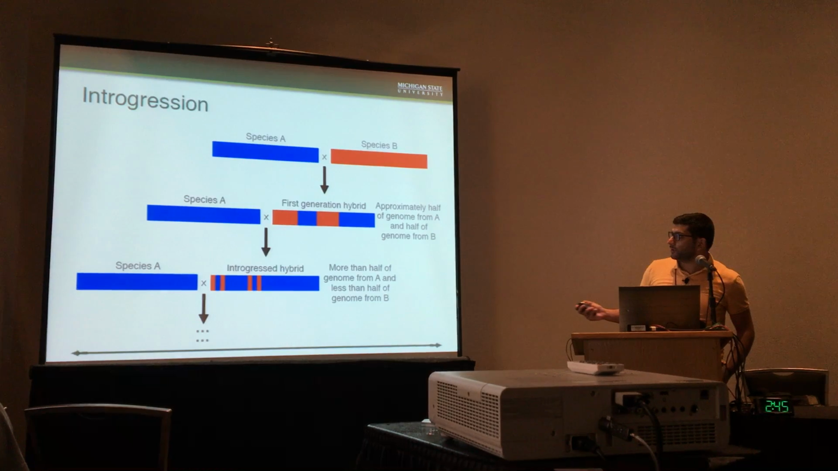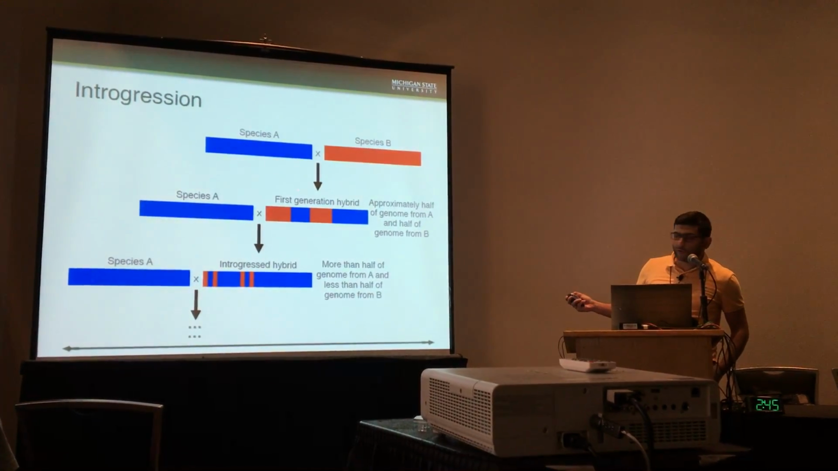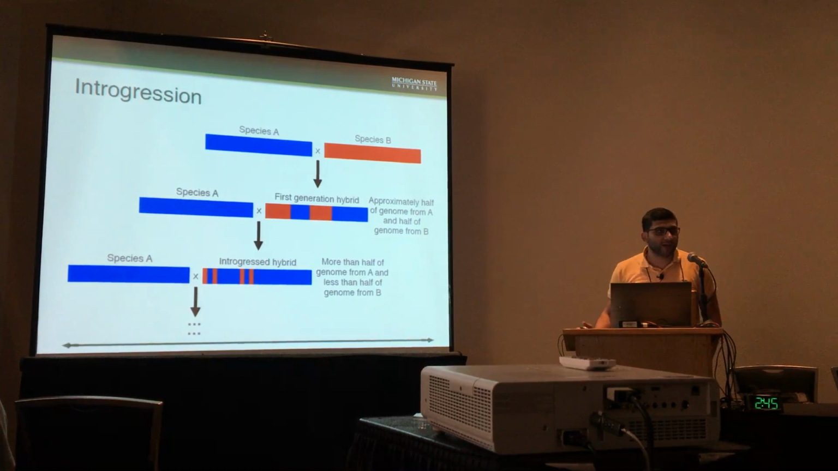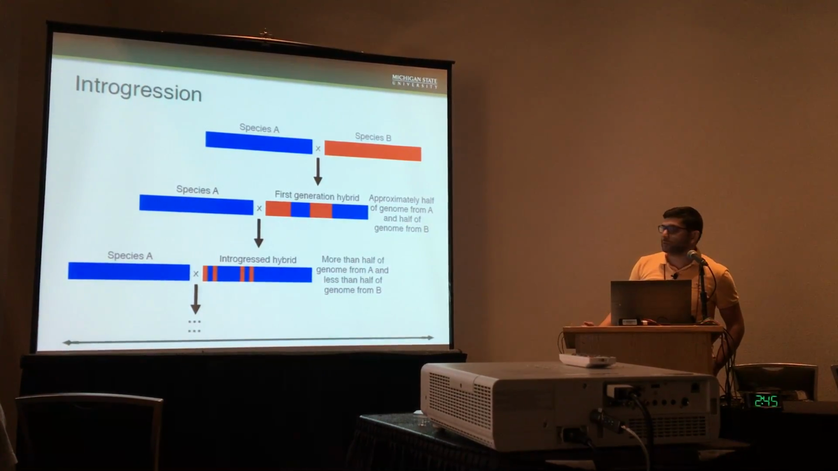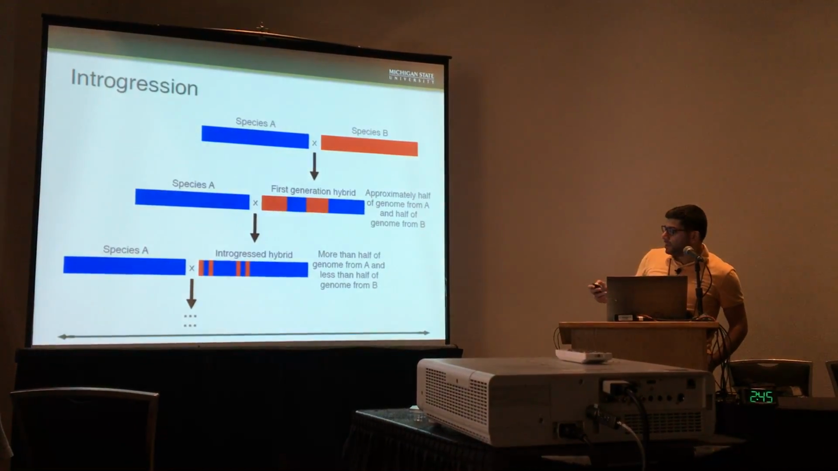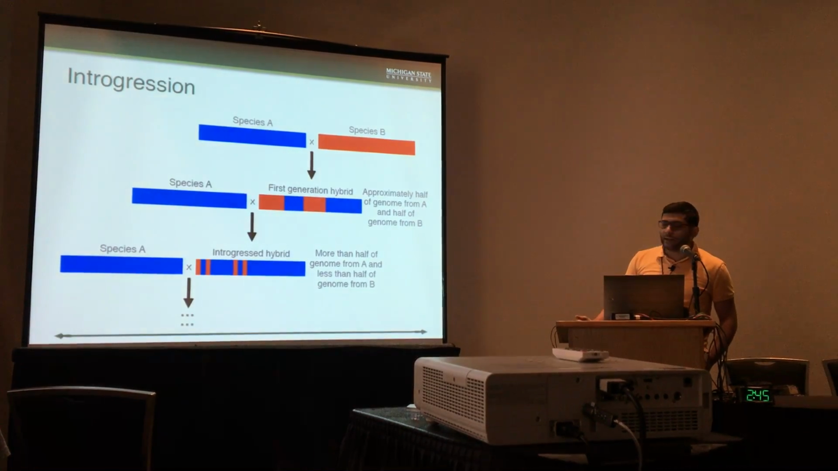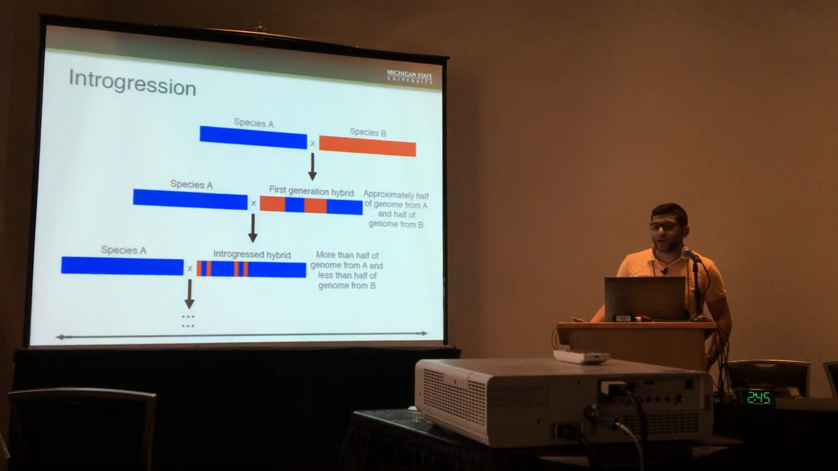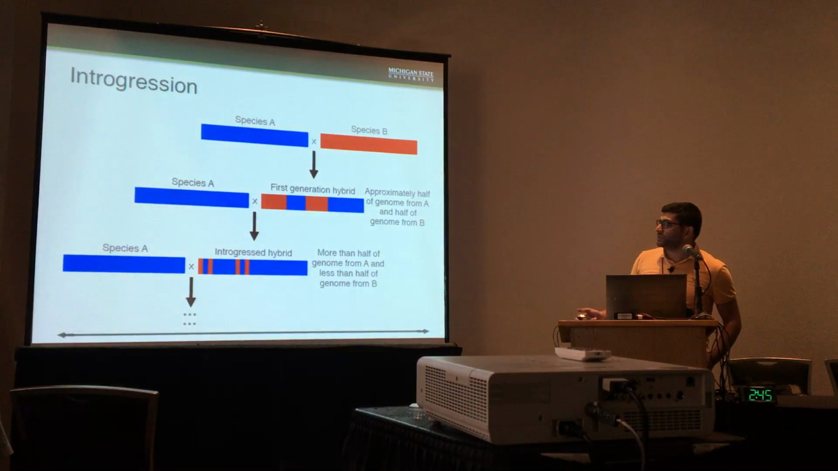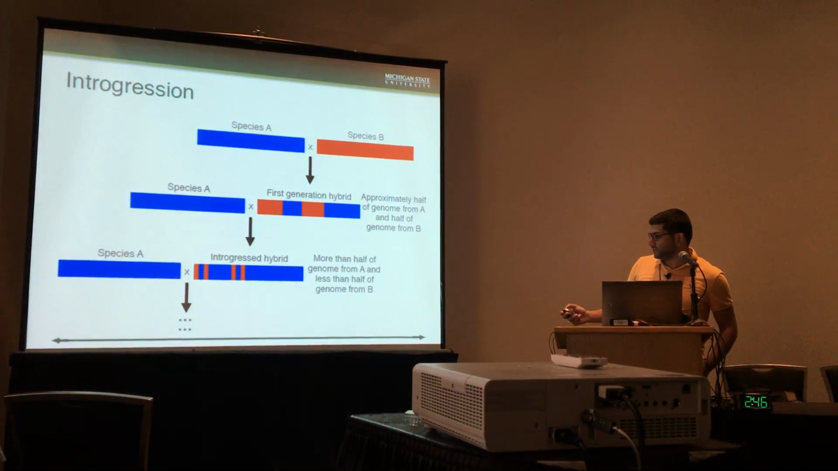If you take a look at the following example, we have two species, species A and species B. If we cross those two species together, we get a first generation hybrid where almost half of the genome comes from species A and the other half comes from species B. Now, if you repeatedly backcross this hybrid with species A, what you end up with is an introgressed hybrid where more than half of its genome comes from species A, and there are some introgressed regions coming from species B.